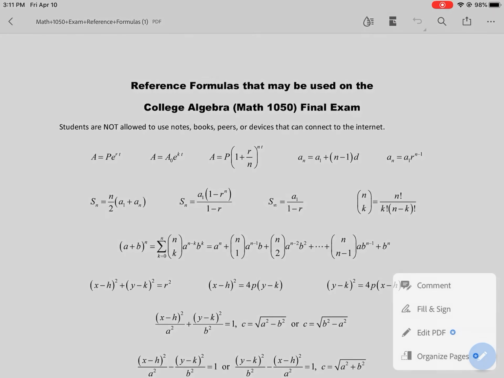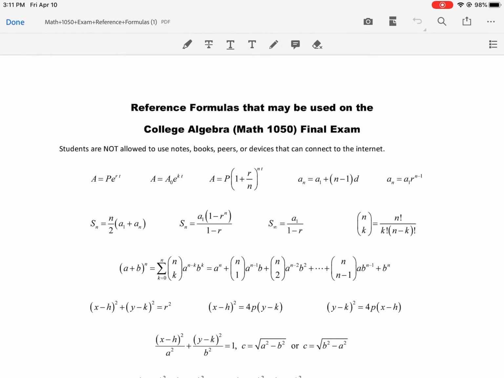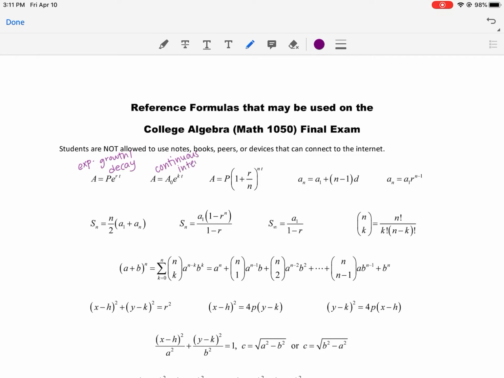This is a video about making sure you know how to use the formula sheet that you're going to be given on your exam. I think you should be familiar with these first few. If you haven't already marked them, you may want to print off this sheet. On this first one, this was your exponential growth/decay, so problems like half-life, etc.